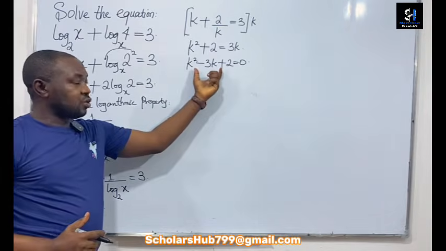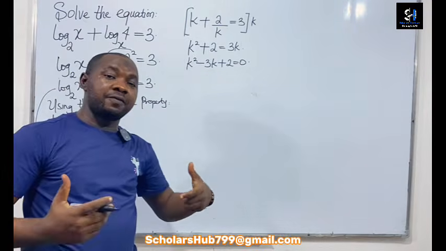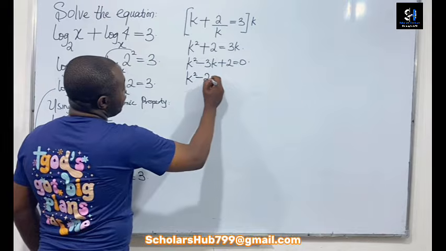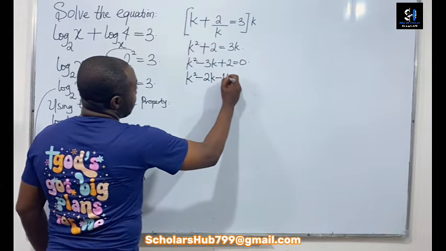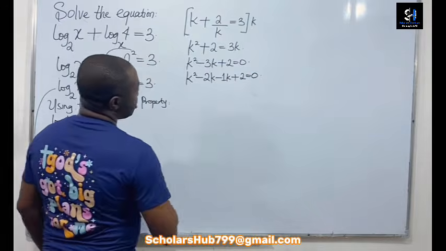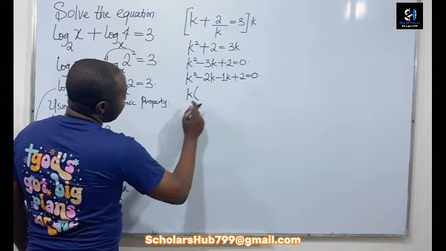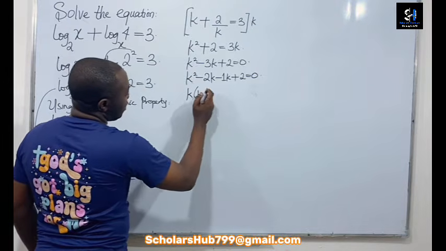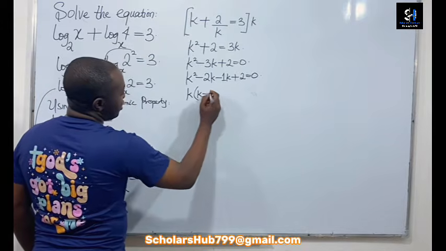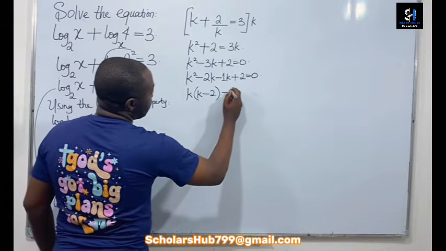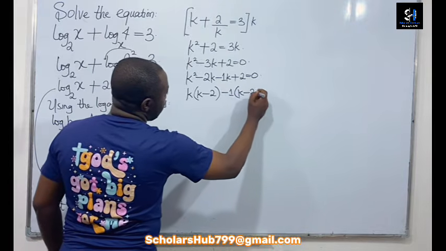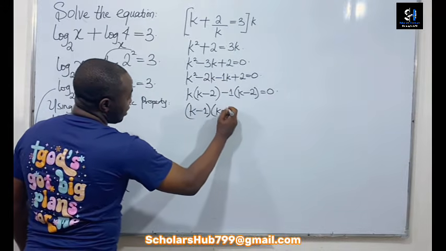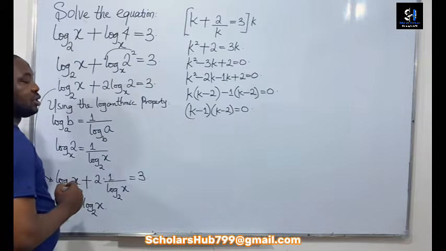To solve this quadratic equation, I'm going to use the method of factorization by splitting the middle term, and that will be k squared minus 2k minus 1k plus 2 equals 0. Then to write my factors, k squared divided by k will be k, and minus 2k divided by k will be minus 2. Then negative 1 into k minus 2 equals 0. So that k minus 1 multiplied by k minus 2 equals 0.